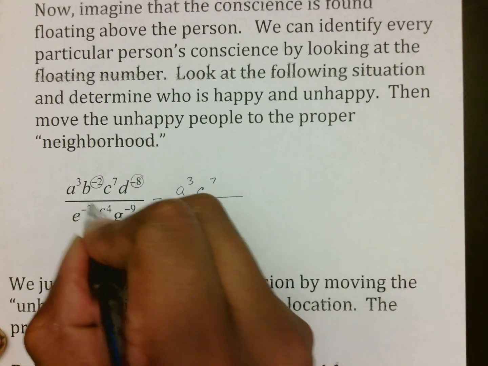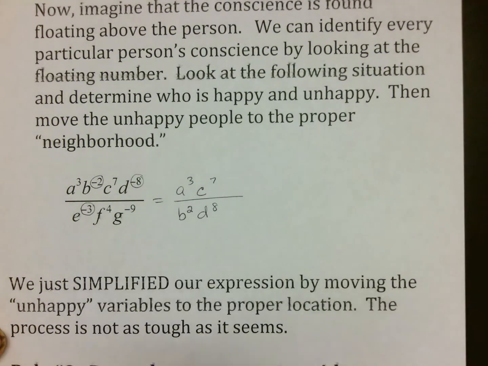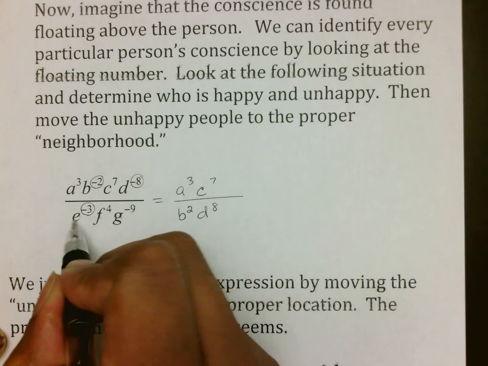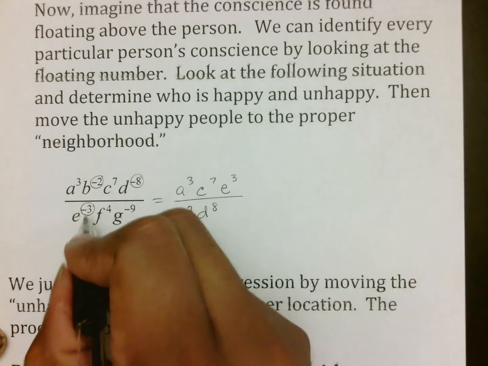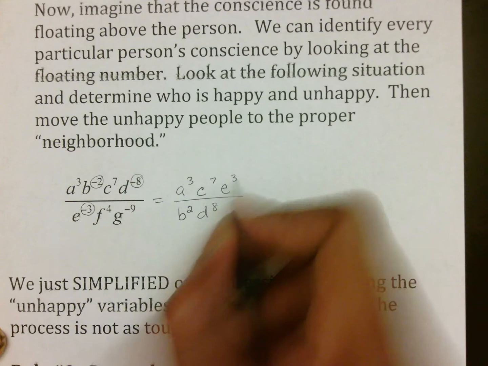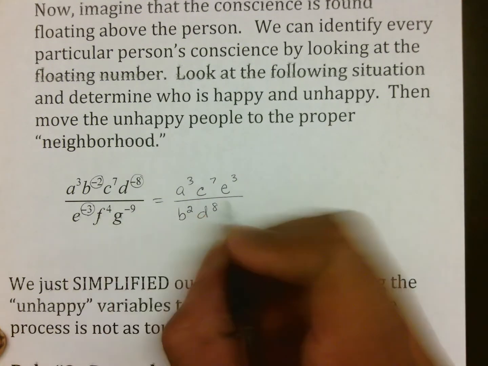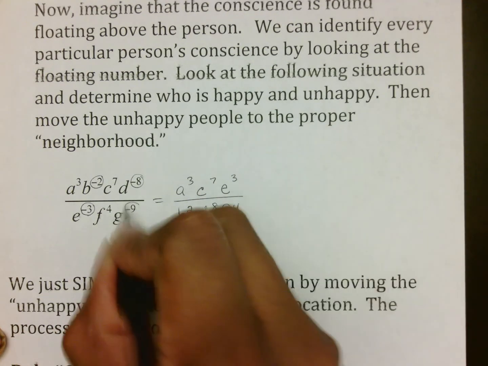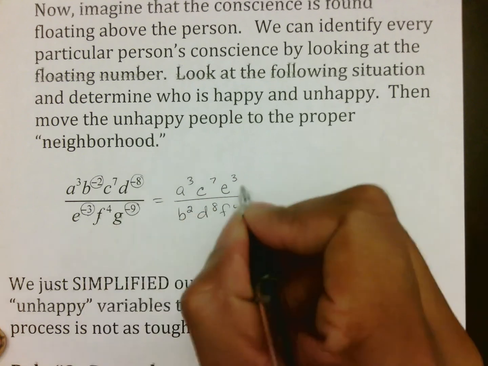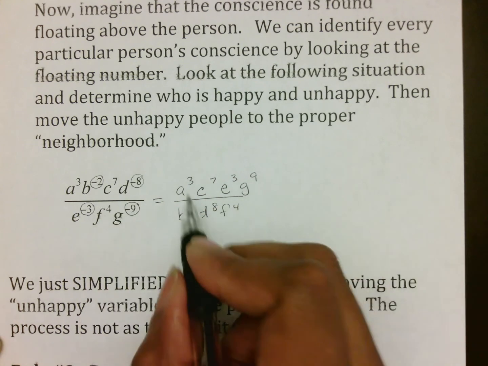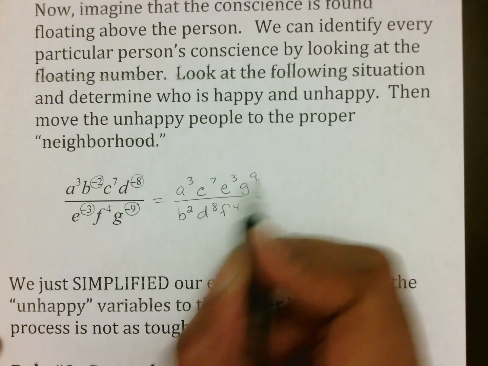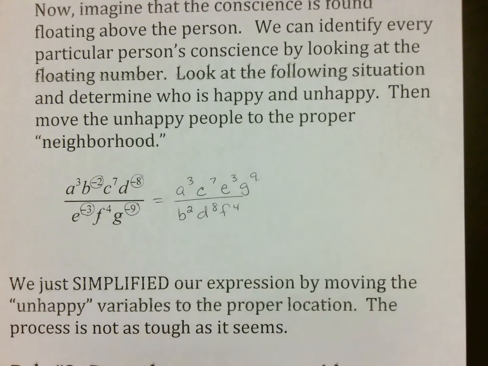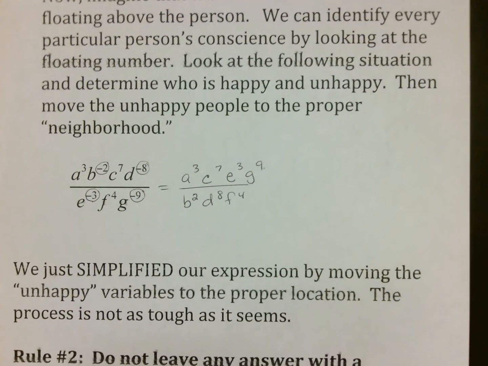e to the negative third, that is a negative 3, which means e is unhappy. Notice e is on the bottom, which means that e just wants to move up here. The number stays the same, it just becomes positive. f to the fourth, happy where it's at, leave it down here. g to the negative ninth, not happy here, so g wants to move up here. And now you notice every number up here is happy, every number down here is happy, everyone is where they want to be. So what we just did is simplified our expression by moving the unhappy variables, as we call them, to the proper location. The process isn't as tough as it seems.